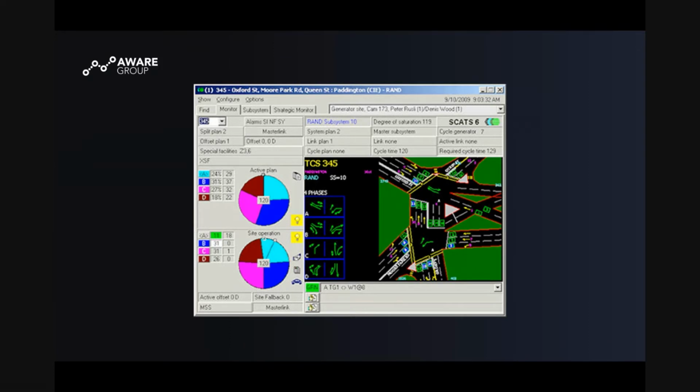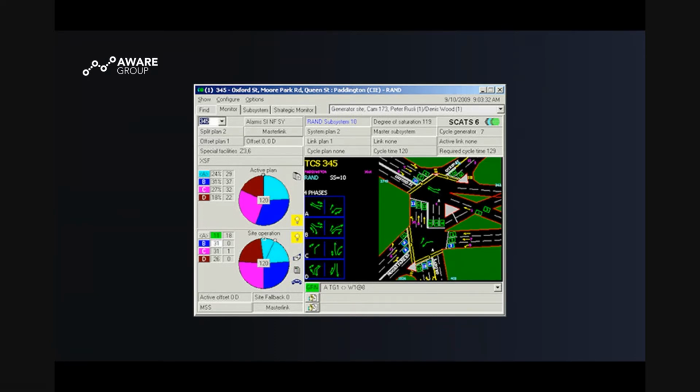This is not AI. This is actually technology. These are tools being used by city councils right now to manage traffic lights. It's an interface that looks like it's from the late 90s, early 2000s. But it works, it's functional, and it does a good job of managing the state of the traffic lights, the traffic network in a given city.